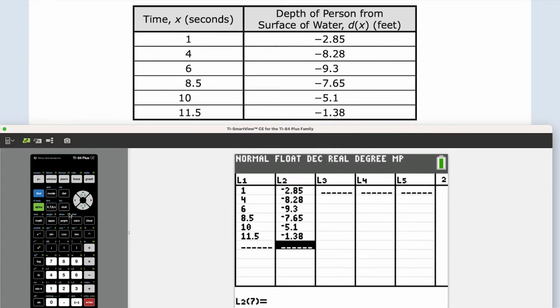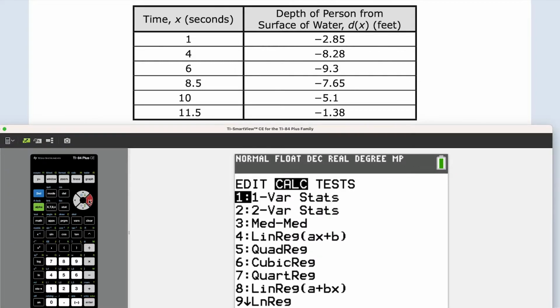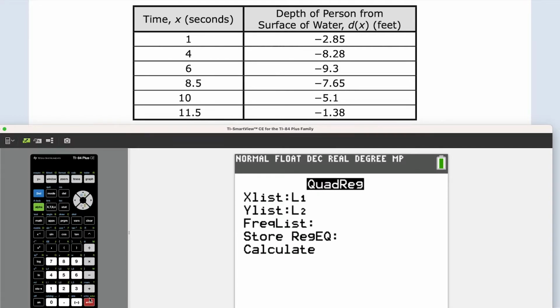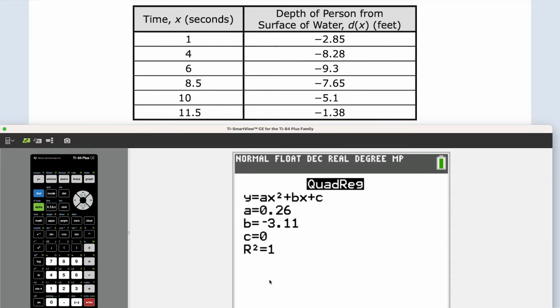Now, once we have all the data entered in, we're going to press stats, go over to calculate, and we're going to calculate the quadratic regression. So that's over here on option 5. And we know this because they said the data can be modeled with a quadratic graph. So we're going to go ahead and just press enter all the way down through calculate. And then this is all the information we need.